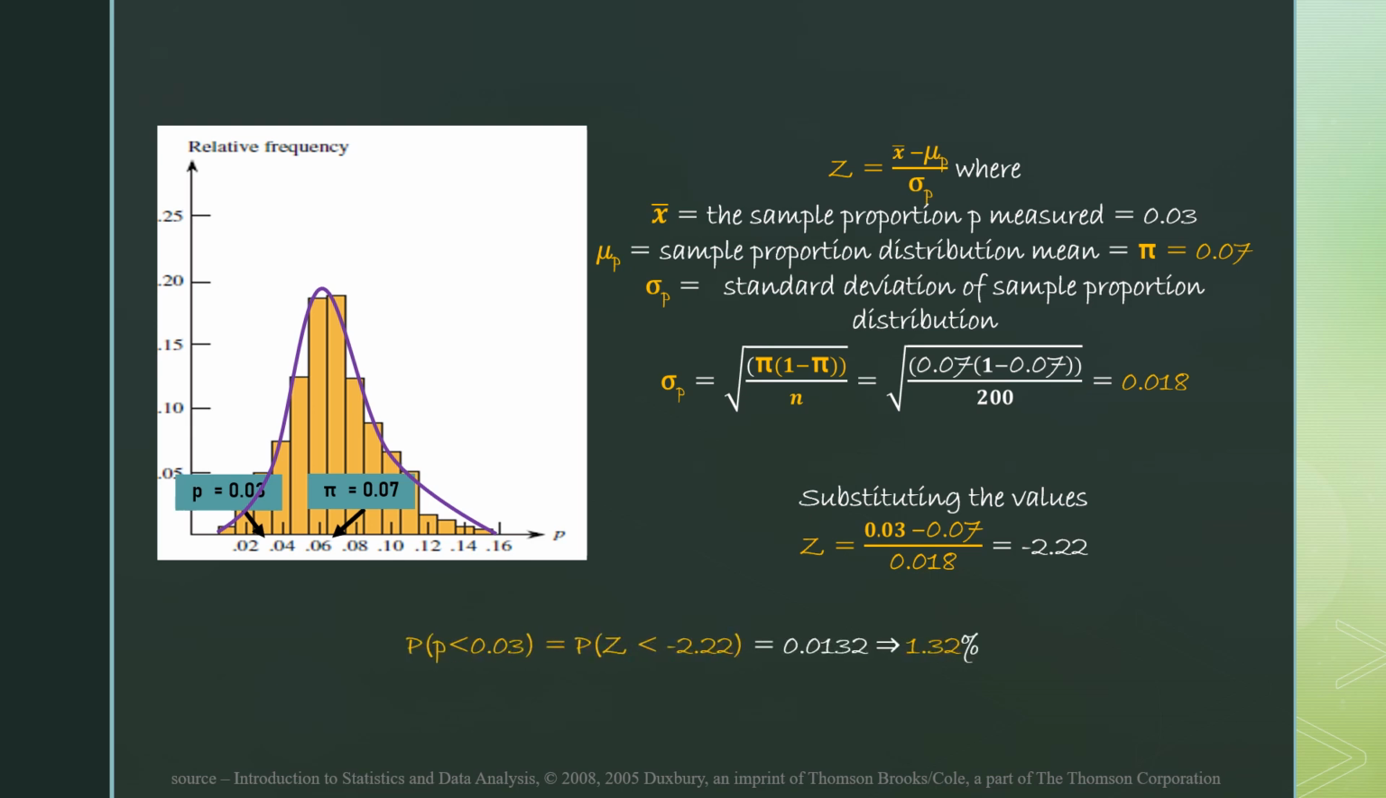Hence, the probability of getting a sample proportion value p less than 0.03 equals probability of z value less than minus 2.22, and from the z table that can be derived as 0.0132, which implies the probability is 1.32%. In other words, the probability of getting a sample proportion value p of value 0.03 is as low as 1.32%.